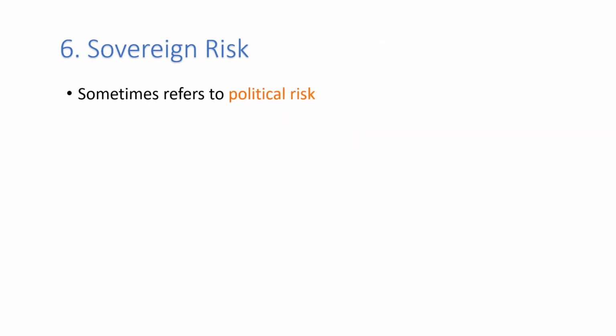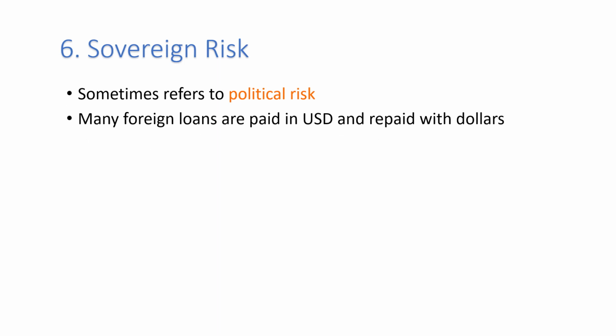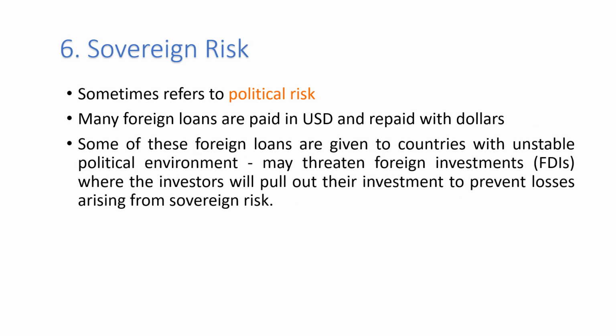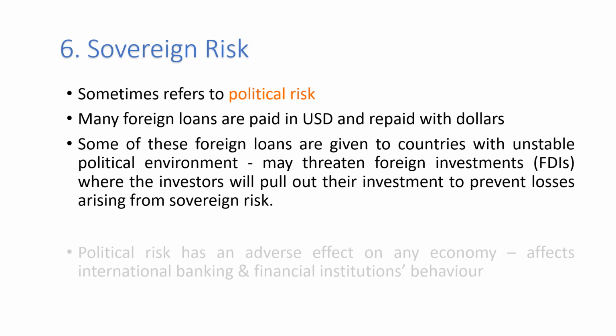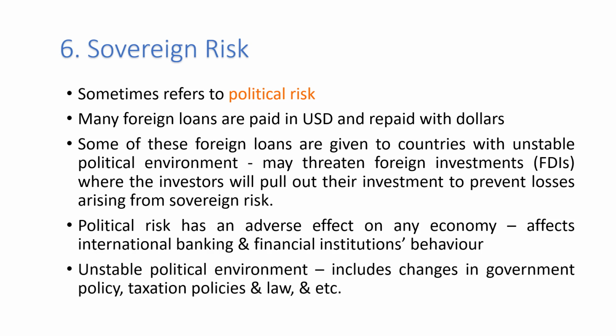Sovereign risk sometimes refers to political risk. Many foreign loans are paid in USD and repaid with dollars. Some of these foreign loans are given to countries with unstable political environments, which may threaten foreign investments, FDIs, where the investors will pull out their investment to prevent losses arising from sovereign risk. Political risk has an adverse effect on any economy. It affects international banking and financial institutions' behavior. Unstable political environment can include changes in government policy, taxation policies and law, and etc.